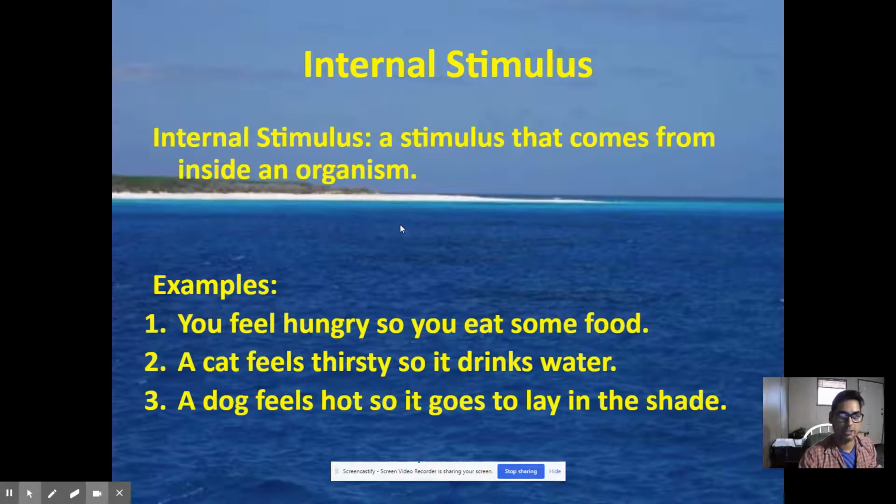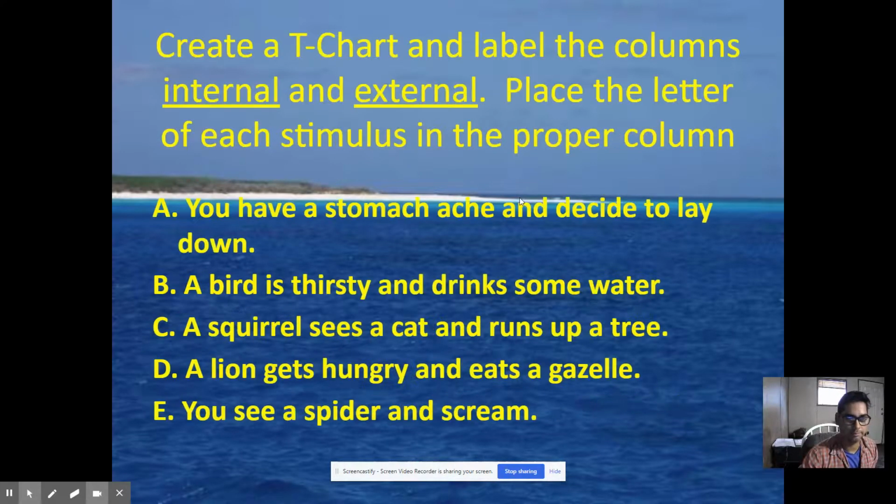What are your reactions when you're hungry? You eat your Hot Pocket. When you're thirsty, you drink whatever it is that you drink. When you're sick, your reactions are fever, throwing up, and maybe a little bit diarrhea, right? All right, let's go on.